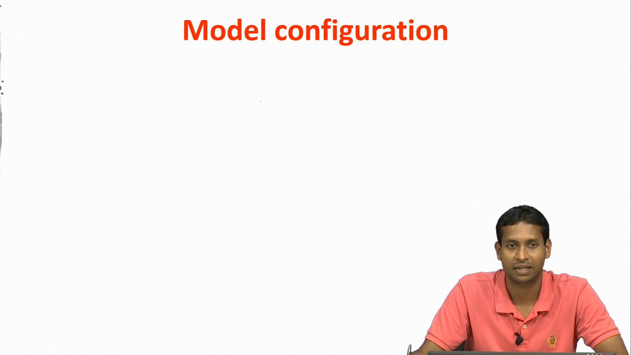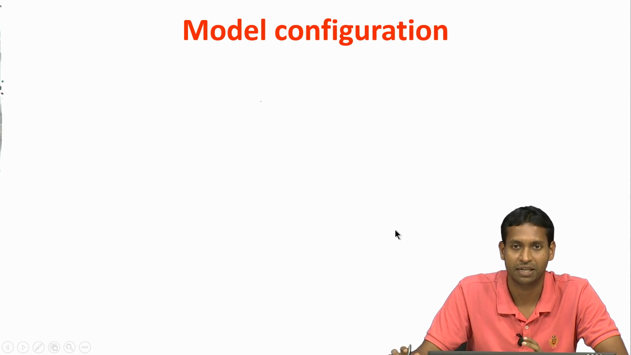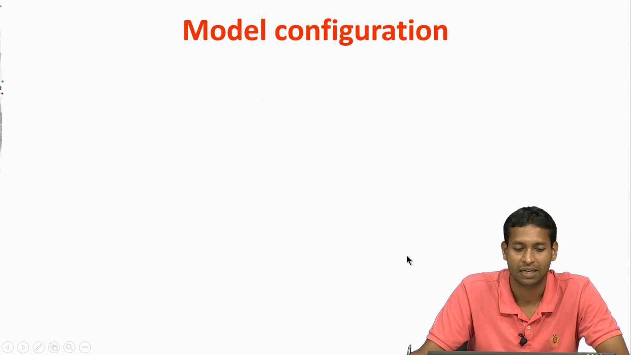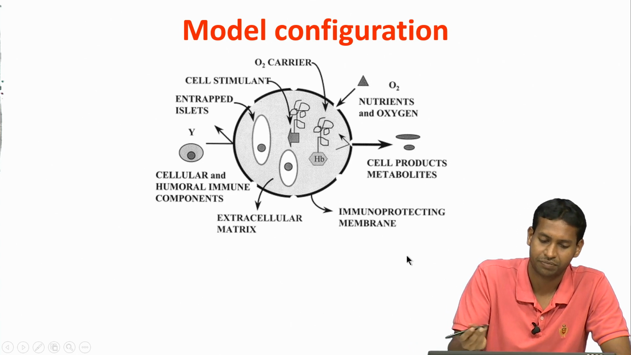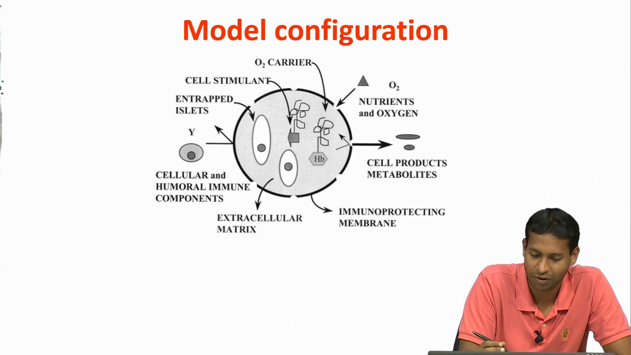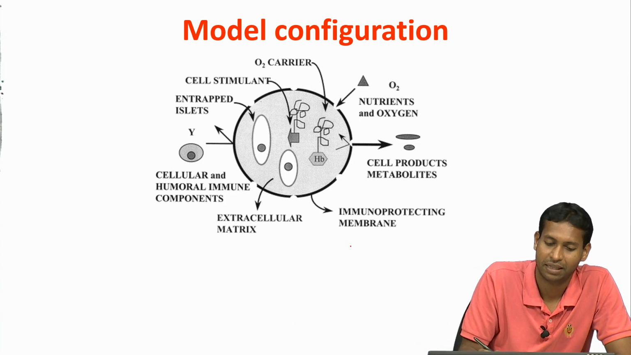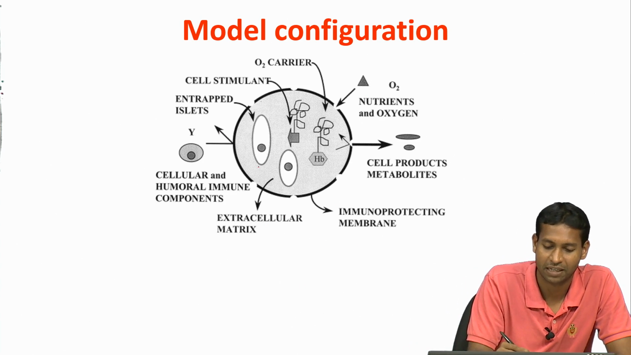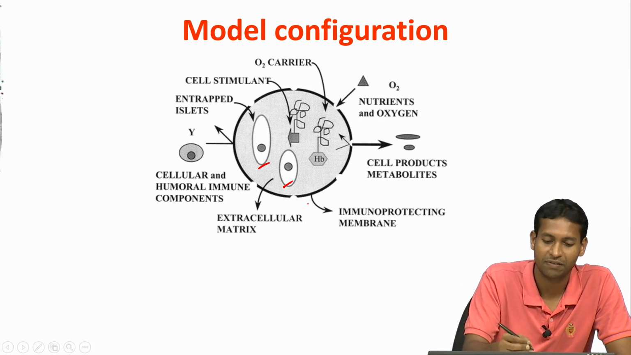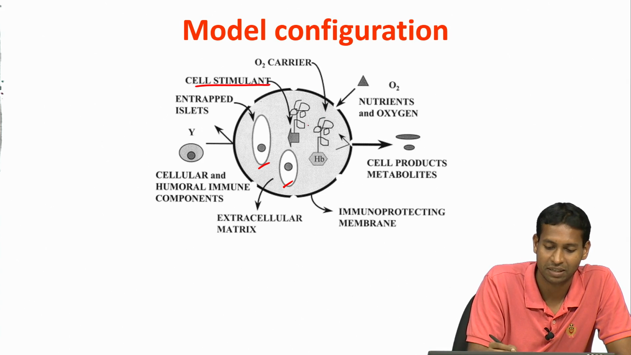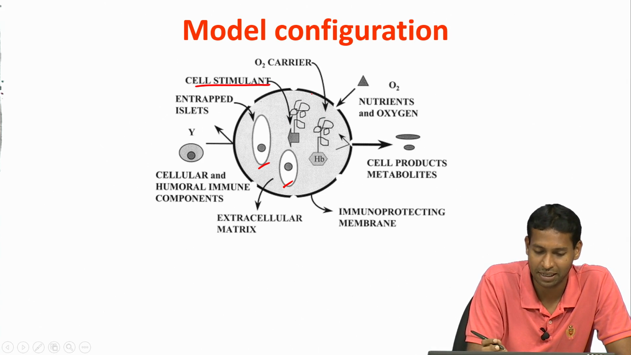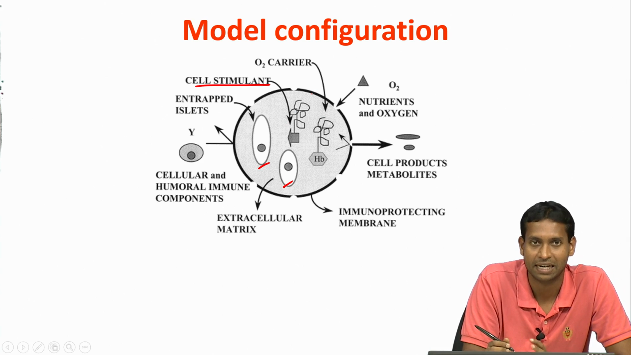Okay, so here are some model configurations that I will go over. These are few of the configurations that have been used in the past. So, let us go over this. First of all, we are looking at some sort of a capsule that has some pores. The cells are of course inside. You may even encapsulate some growth factors inside. In this case it is referred to as cell stimulant, to make sure that these cells are happy initially.